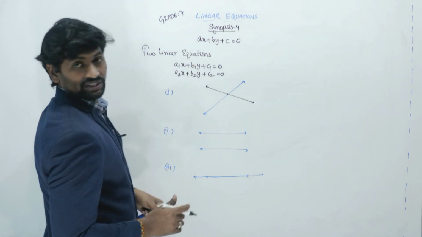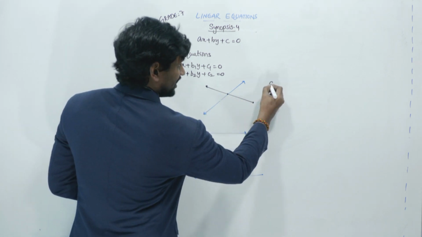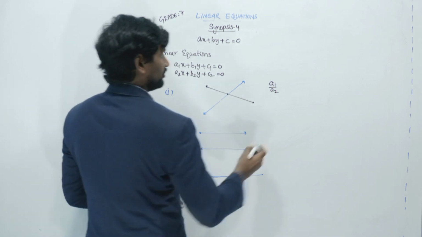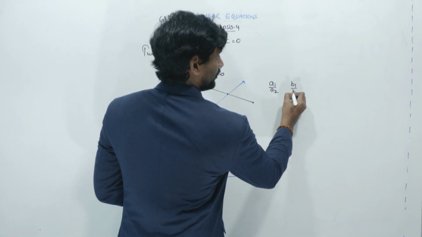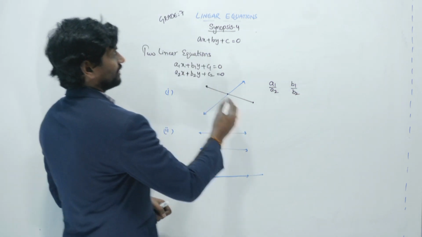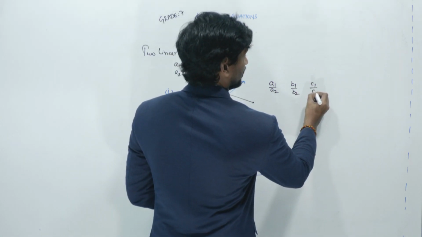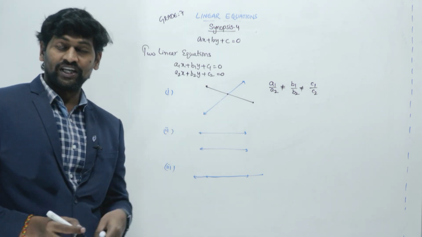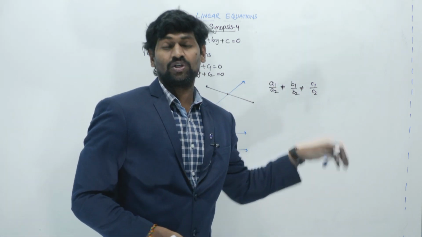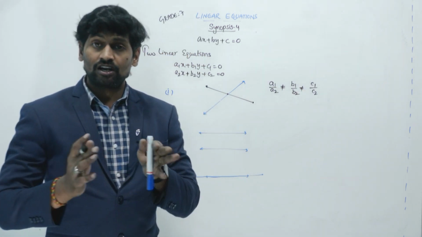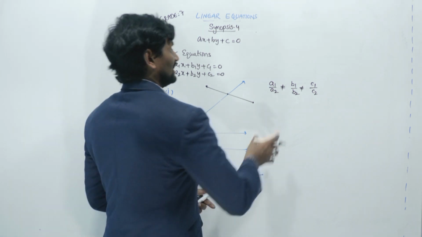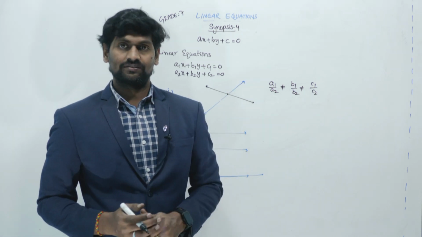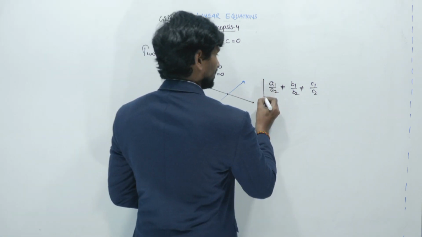For these two equations, I identify the conditions like a1 by a2, the x coefficients, b1 by b2, the y coefficients, c1 by c2, the constant terms. If the a1 by a2 ratio, b1 by b2 ratio and c1 by c2 ratio are not equal, then these lines represent intersecting lines. Okay, this is the first case.